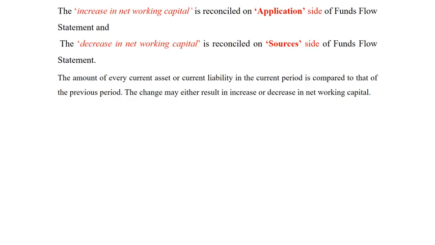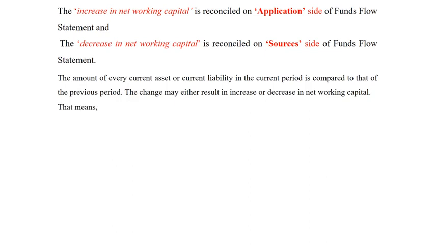So amount of every current asset and current liability in the current period is compared to that of the previous period. The change in these things may be increase or decrease in net working capital.